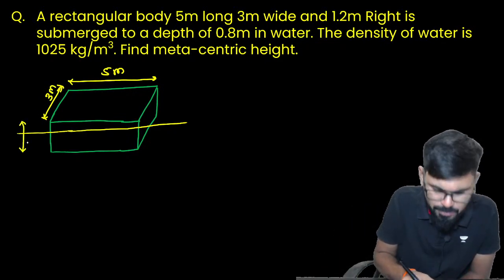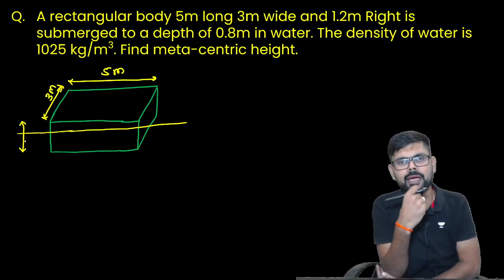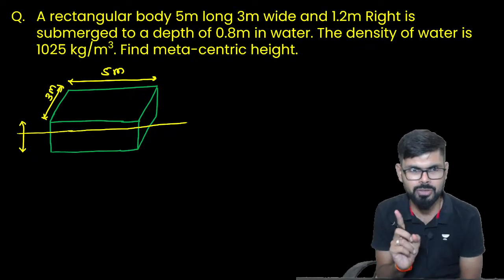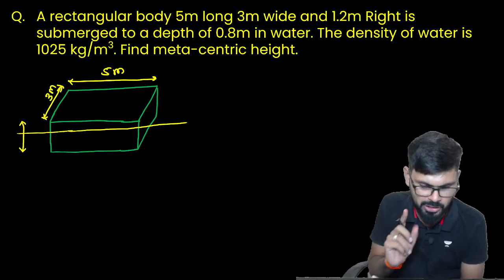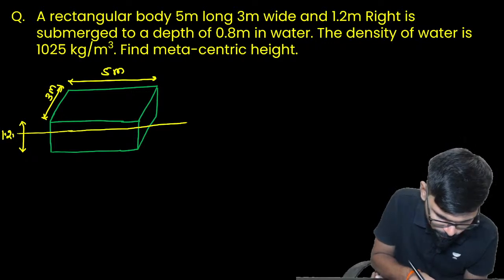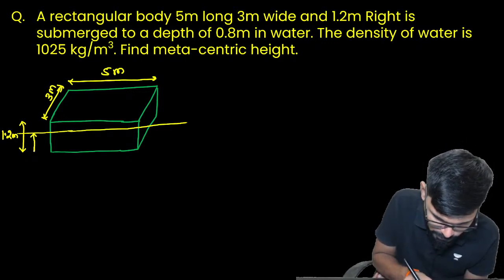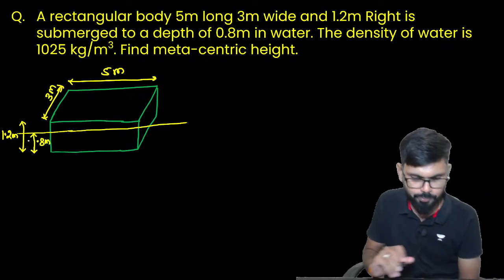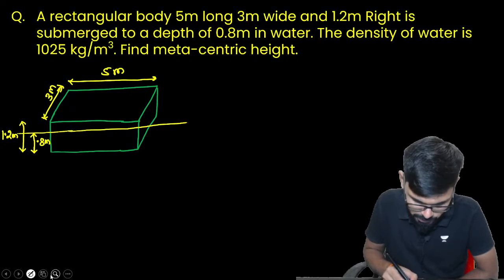If nothing is mentioned, then you have to calculate the I value towards the longitudinal axis. Always remember, towards the longitudinal axis. Now, 1.2 meter. This is 0.8 meter.